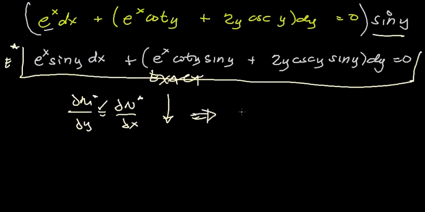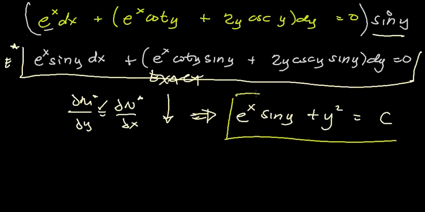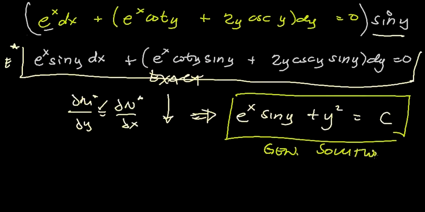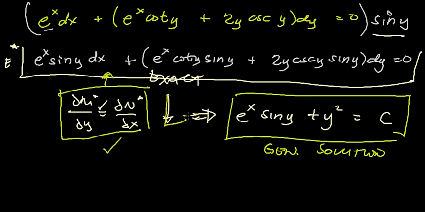The general solution is given by e to the x sine y plus y squared is equal to c. So this is now our general solution, and I am leaving it once again to you to prove that this equation is exact, and how we arrive at this final general solution, okay, as your practice.